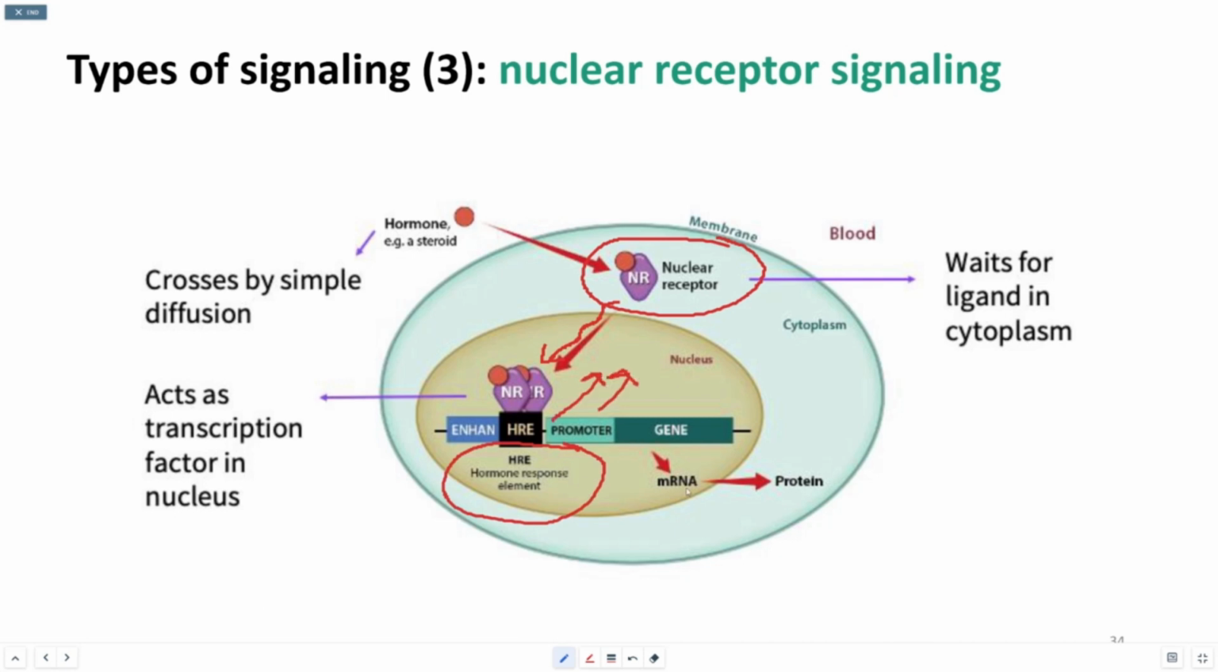as a result, upregulating transcription and translation to make more protein for the cell. This is probably the most direct way that a hormone can affect the cell.